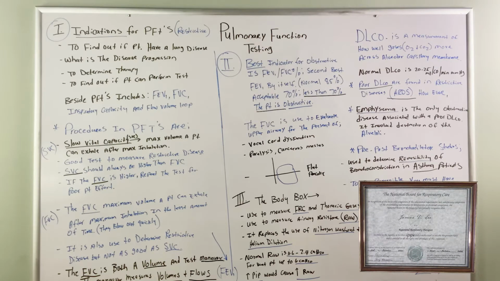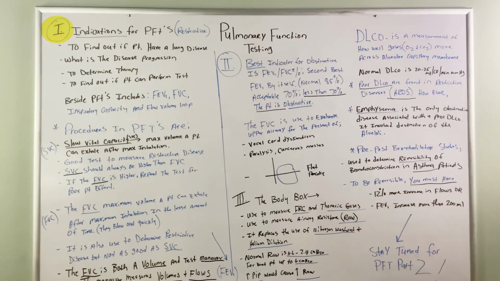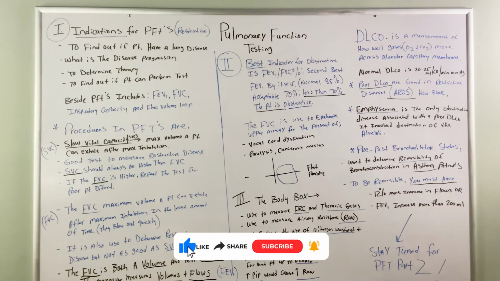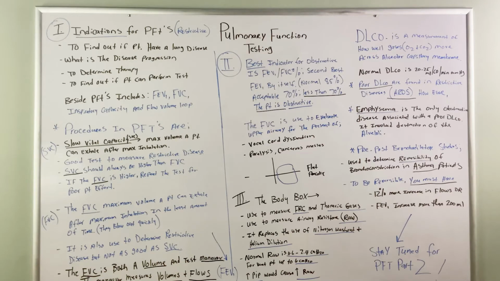Tonight, as always, we start at Roman number 1, working from left to right on the board. And we want to talk about pulmonary function testing. Like I just said, the video on flow volume loop will go in conjunction with this lecture, so make sure you go back and take a look at it. Now, the indications for PFTs, as we begin talking about restrictive diseases, are to, number 1, find out if the patient has a lung disease. Then we want to know what the disease progression is. We want to determine the type of therapy that the patient should have. And we also want to find out if the patient can perform the test. Those are the indications for PFTs, and yes, they are on the exam.